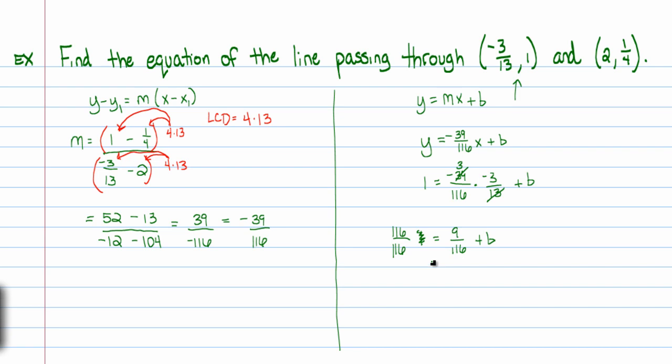And now I'll subtract 9 over 116 from both sides, and I will get 107 over 116 is equal to b. Now I have all the pieces of information I need to rewrite my equation as y equals the slope times x plus b, which we just found to be this horrible number. But we're done now. It could be worse, right?